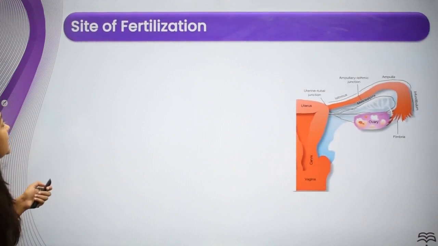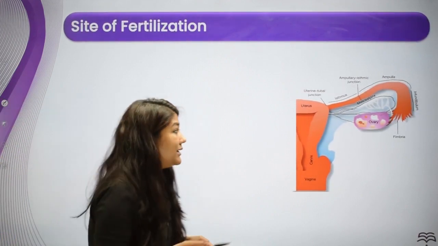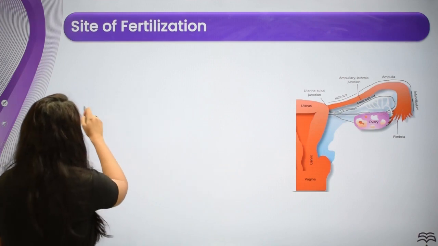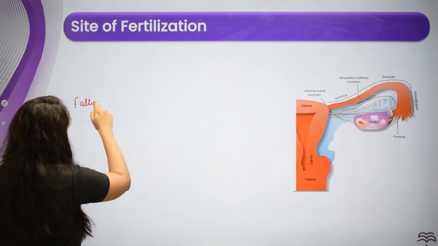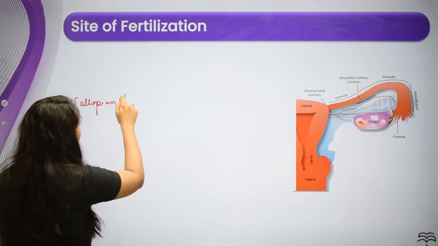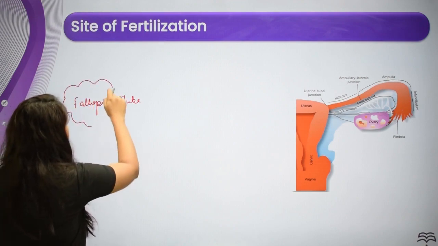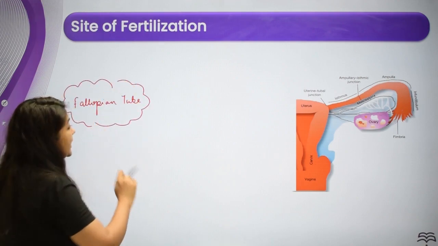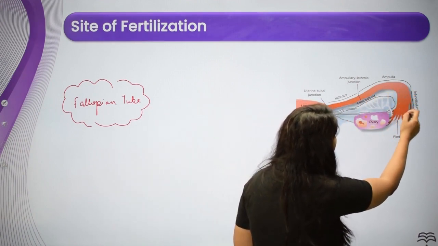Now see, next, this is the site of fertilization. So what is the site of fertilization? The site of fertilization is the fallopian tube. Okay, it is the fallopian tube. We had seen what the fallopian tube is in the female reproductive structure. So what is the site of fertilization? The site of fertilization is the fallopian tube, as we can see here in the diagram, right?